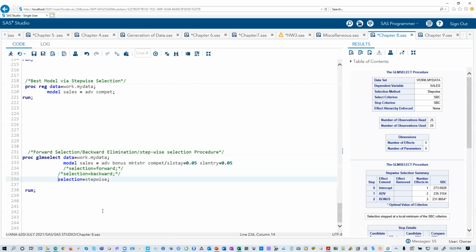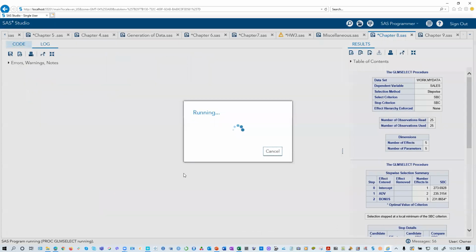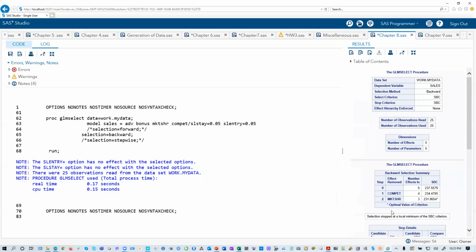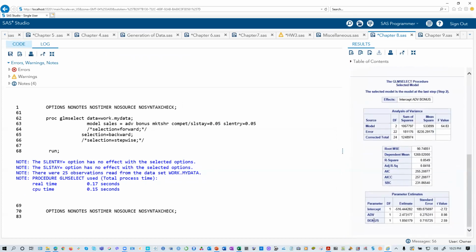I'm going to get rid of this one and then run forward selection. Sorry, backward selection. That's the stepwise one. Let's go to backward selection. You can remember how backward selection works. Again, backward selection. What do you have? I'm sorry, here, advertising and bonus. That's the last one.